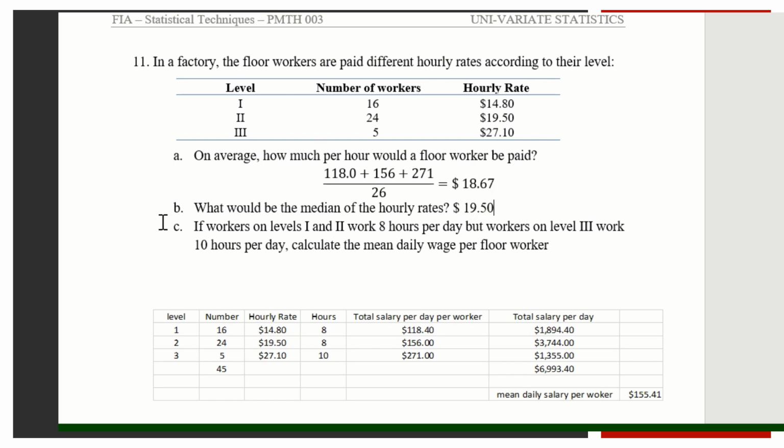Okay, if workers on level 1 and 2 work 8 hours and level 3 works 10 hours, so now you're calculating the total salary altogether. So you take 6. So calculate the mean wage per floor worker. So total wage salary divide with 45, number of floor workers, you will get 155.41.